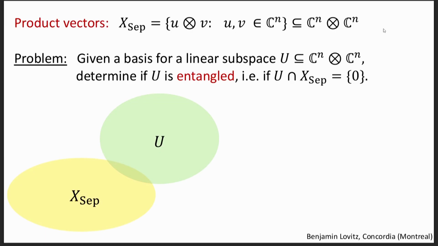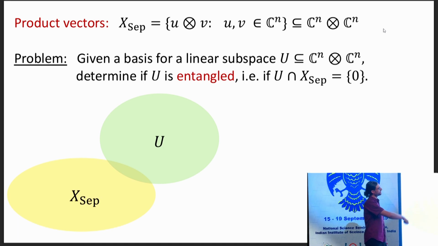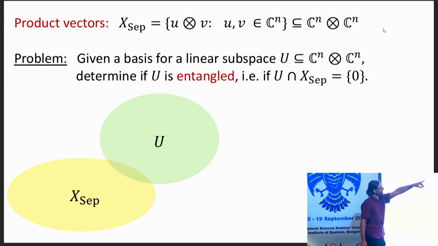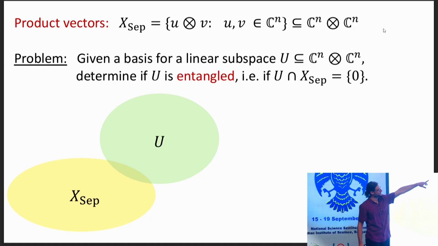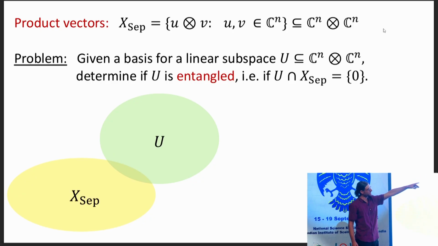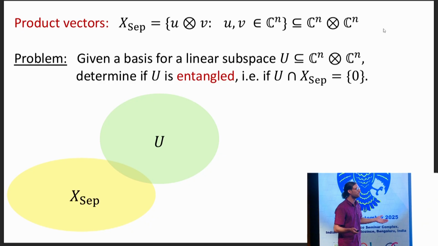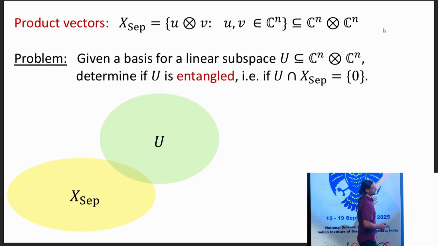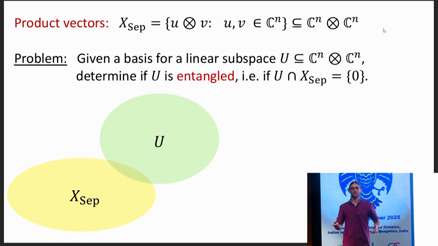So I'll start with the following very basic question. You're handed a basis for a linear subspace of bipartite Hilbert space, C^n tensor C^n. And you want to determine if this subspace U is entangled, meaning that it does not contain any product vectors inside. Okay, so this is an algorithmic problem. And this is a classical problem, and I'm going to be presenting classical algorithms for this problem.